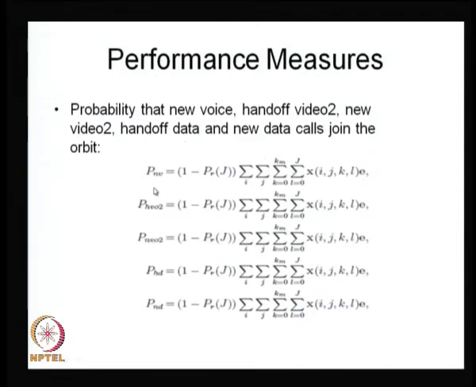So we can find out the probability that the new voice, handoff video, new video, handoff data, and the new data calls join orbit. What's the probability for that? You can find out after getting the steady state probabilities. One can see the paper to understand the complete paper.